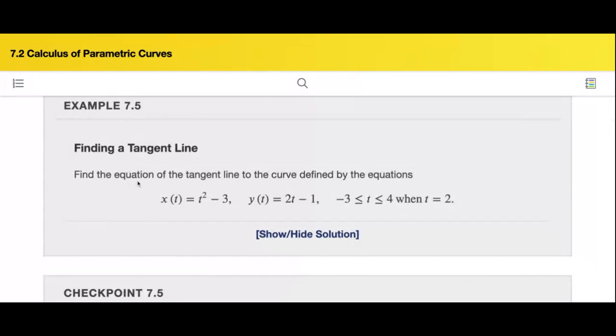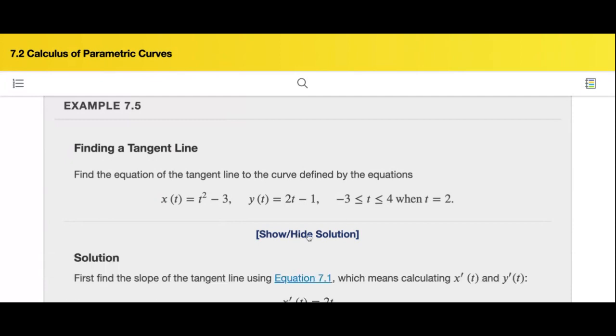So this one, find the equation of the tangent line to the curve defined by the equations. x of t equals t squared minus 3, y of t equals 2t minus 1, and t goes from negative 3 to 4, when t equals 2. Okay, at this point. So first, let's find this point when t equals 2.